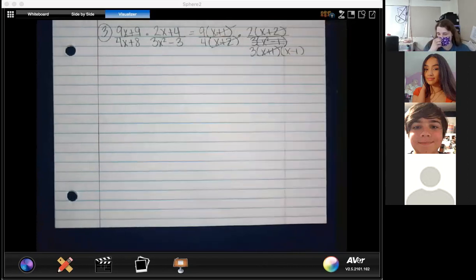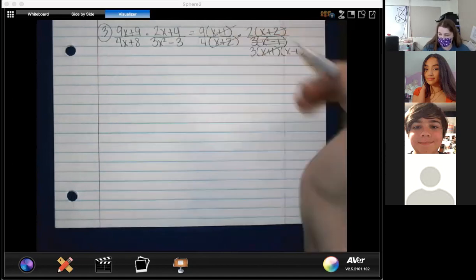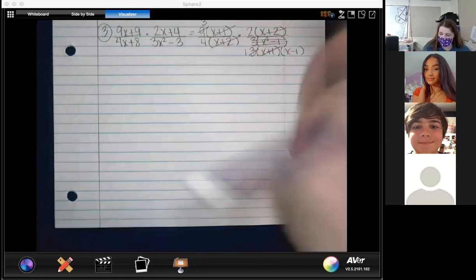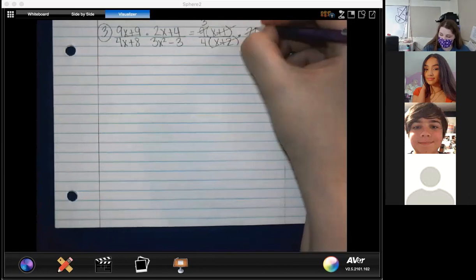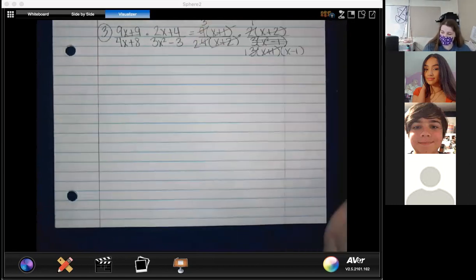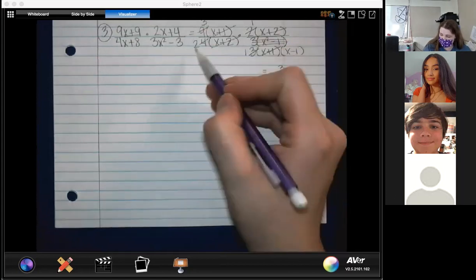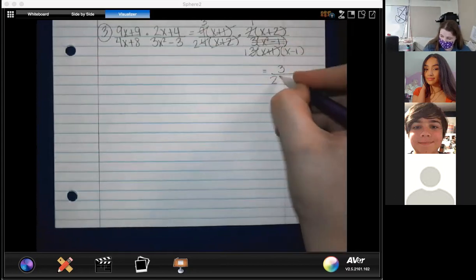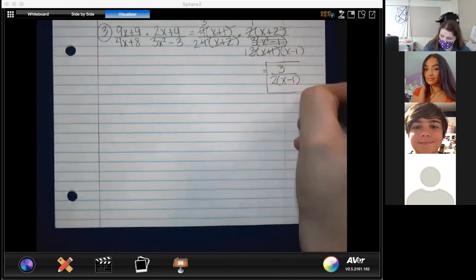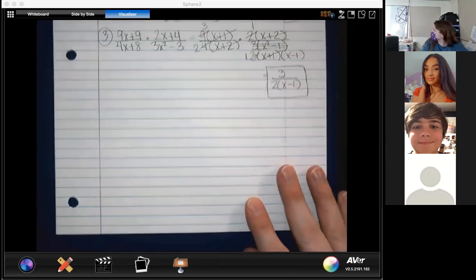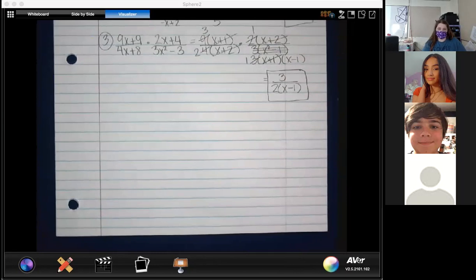Then let's look at the numbers. We got 9 and 3, which can both factor with 3, so we're left with 3 and 1. 2 and 4 can both simplify with 2, so the 2 becomes 1 and 4 becomes 2. So we're left with 3 times 1, which is 3, and 2 times x minus 1. Now again, the point is to leave it as simplified as possible, so you would not multiply that 2 throughout, you would leave it just as such: 3 divided by 2 times x minus 1.